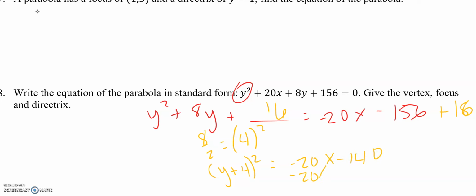I'm going to pull out a -20, and I'm going to get x plus 7. And look, I have a 4p, and I have a vertex of -7, -4. It's just so pretty. And I'm going to let y'all finish that one now that we've got it set up for you.